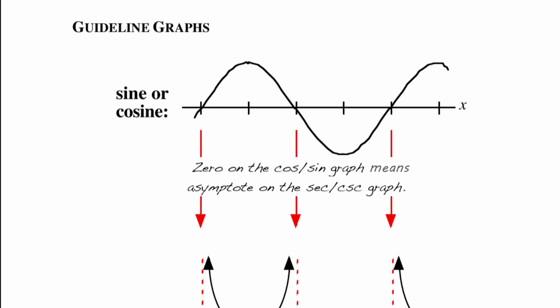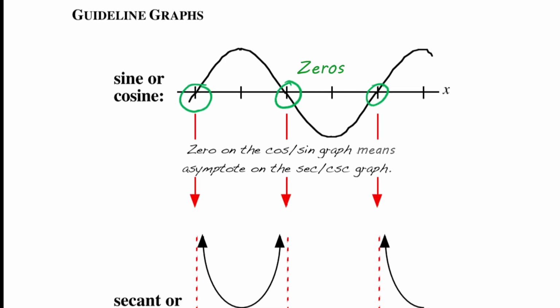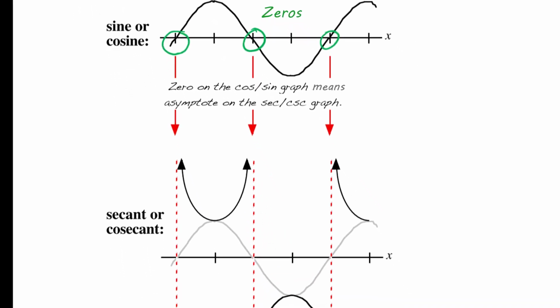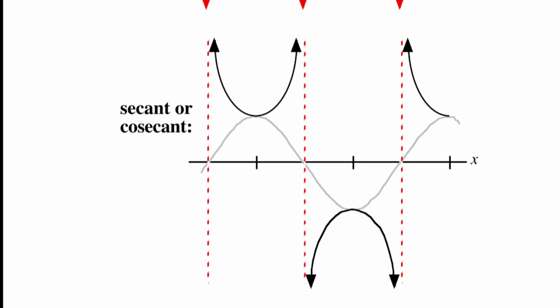What we're going to do is identify where this graph crosses the x-axis. These are called the zeros. And wherever sine or cosine is 0, its reciprocal, cosecant or secant, has a vertical asymptote. That's why these functions are good guidelines for graphing secant or cosecant. Notice also that the two functions touch each other at the maximum and minimum values. We'll see more of this in just a moment.